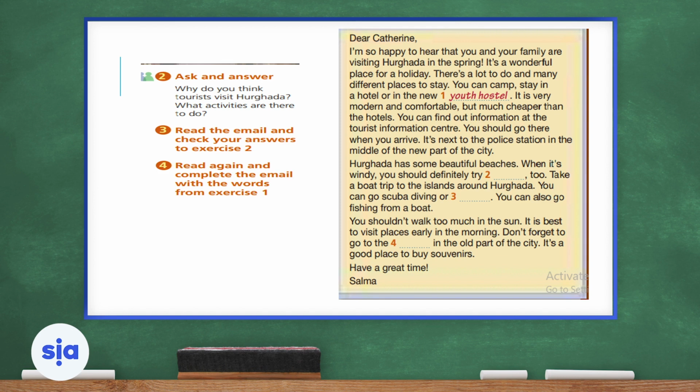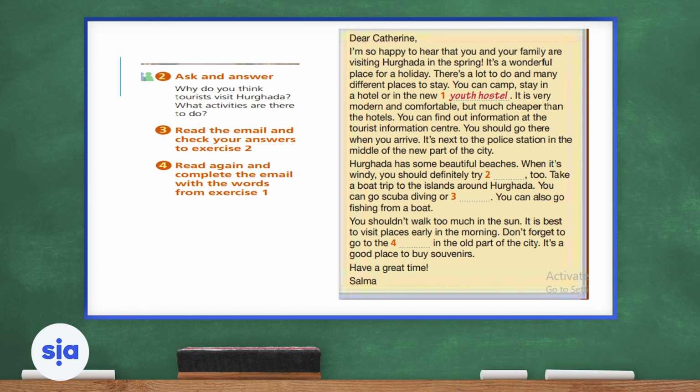You shouldn't walk too much in the sun. It's best to visit places early in the morning. Don't forget to go to the blank in the old part of the city. It's a good place to buy souvenirs. Have a great time, Salma.